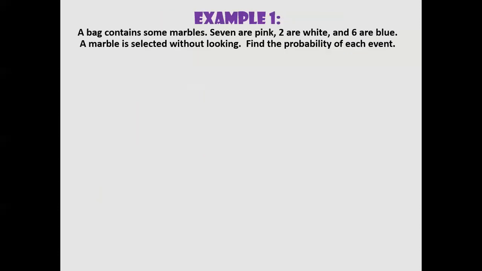Example 1. We've got a bag full of marbles. 7 are pink, 2 are white, 6 are blue. So we're going to select a marble without looking. We're going to find the probability of each event described below. So first off, probability that the marble we select is blue.